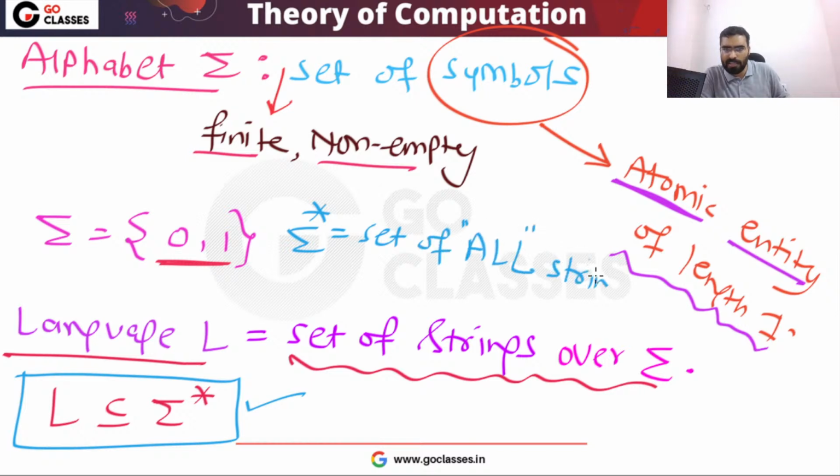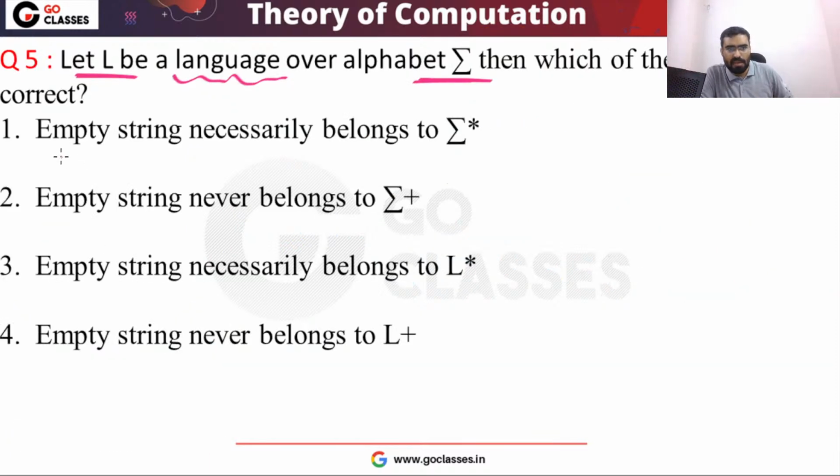Okay, sigma star is the set of all strings over sigma. Using these two symbols, whatever string you can create is in sigma star. The collection of all the strings is sigma star, and every language is a subset of sigma star, or I can say every subset of sigma star is a language. Now the question is asking: does the empty string necessarily belong to sigma star?